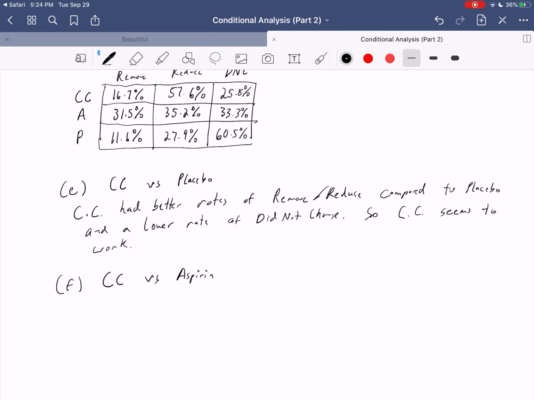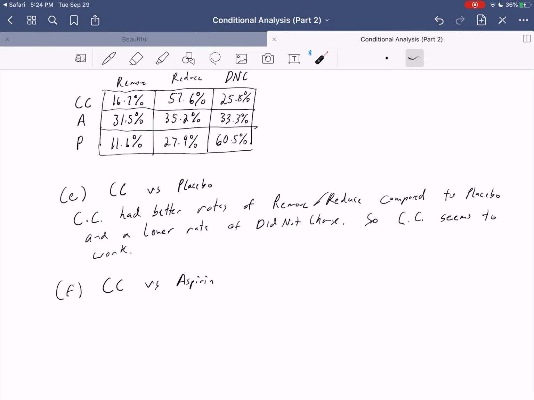All right, now you might notice that this is a little bit more complicated of an issue here. If we look at the remove outcome, which again is the best, Cheapo Comfort only did that 16.7% of the time, whereas aspirin was 31.5%. That's not a good sign if you're somebody who is invested in Cheapo Comfort, because aspirin has a higher rate of removing the pain entirely, which is the most positive outcome, than our new drug. But not everything is bad here.